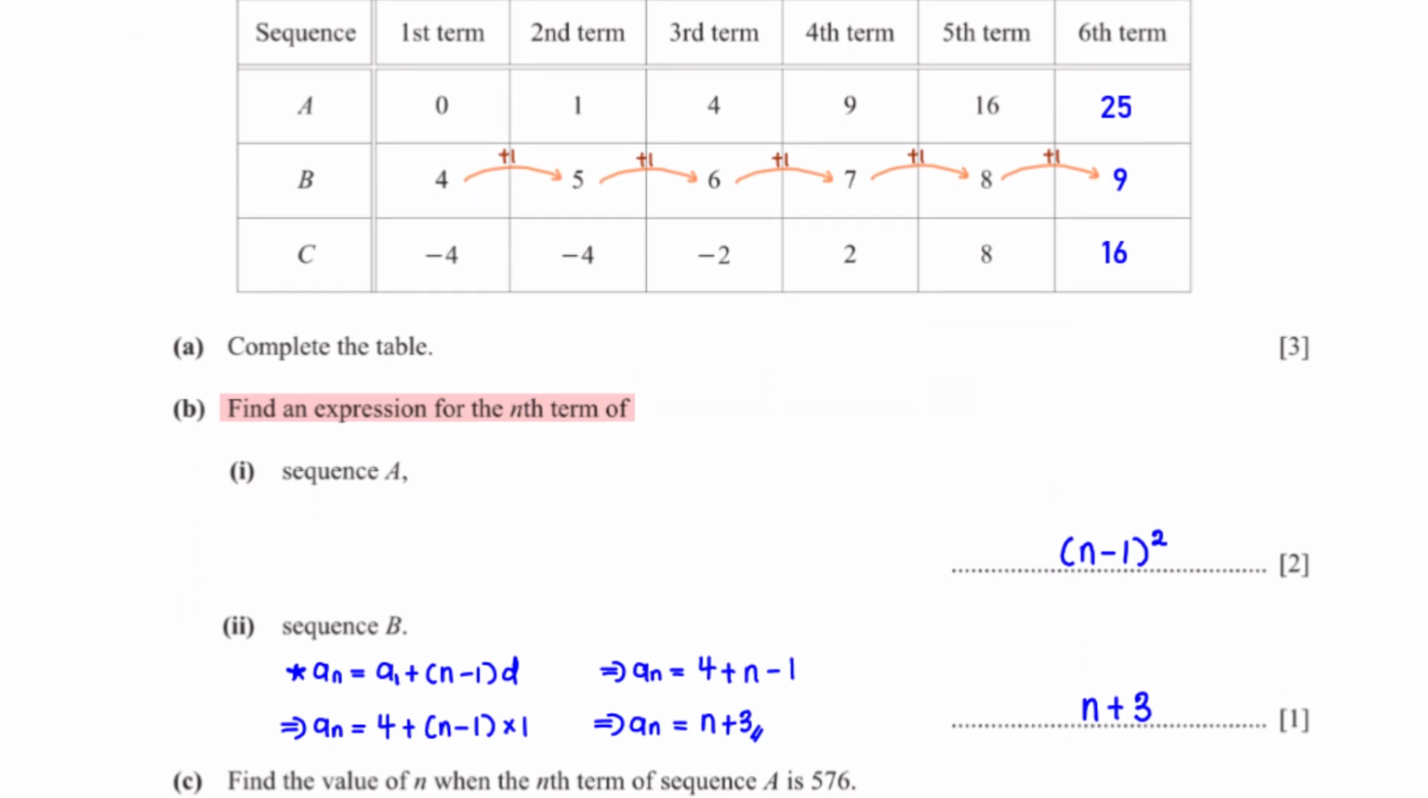Find an expression for the nth term of sequence B. Since the terms in sequence B have a constant difference between them, we can use this formula to get the nth term. a1, which is the first term, is 4. d, which is the common difference, is 1. n minus 1 times 1 is n minus 1. When we group like terms, 4 minus 1 is 3, so we have n plus 3.